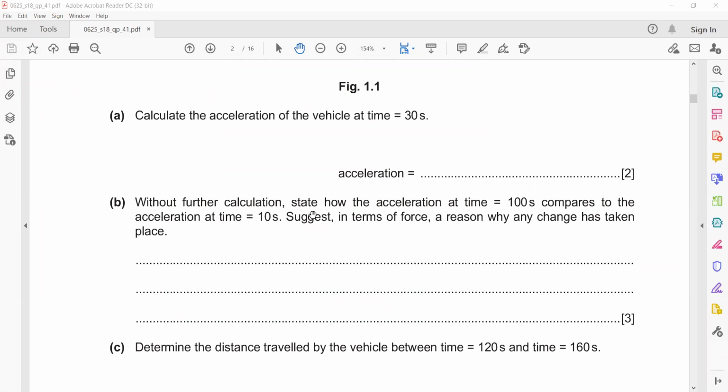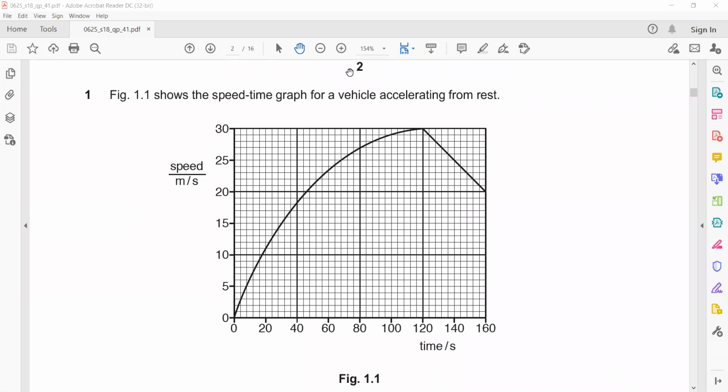The next part says: without further calculation, state how the acceleration at time equals 100 seconds compares with the acceleration when time equals 10 seconds, and suggest, in terms of force, a reason why the change has taken place. So first, when you compare, this is time 100 and this one is time 10 seconds. If I draw a tangent at 10 seconds, it will be a steeper tangent compared to when I draw a tangent at 100 seconds.